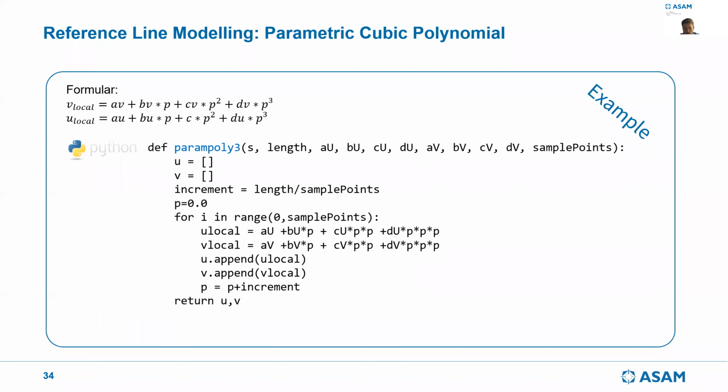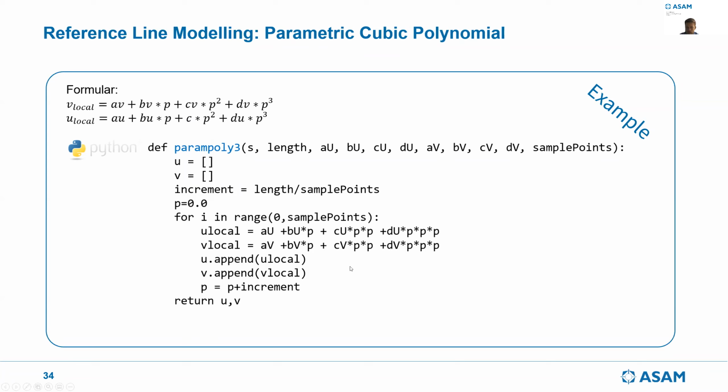And then we have the last but not least, the parametric cubic polynomial. There you have two equations of third order that are u and v local. And here you have the equations for that. I'm just seeing I'm missing a u here. That needs to be here. So yeah, it's the c for the u equation.